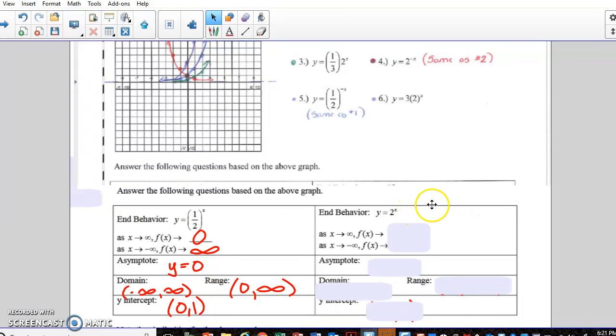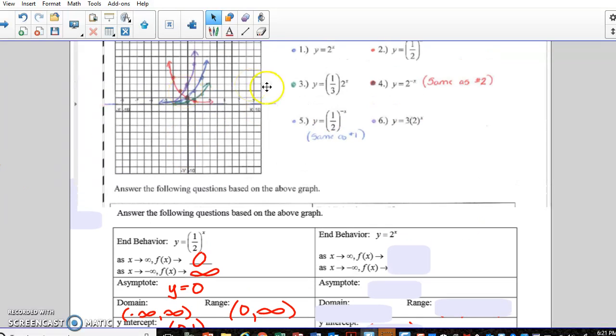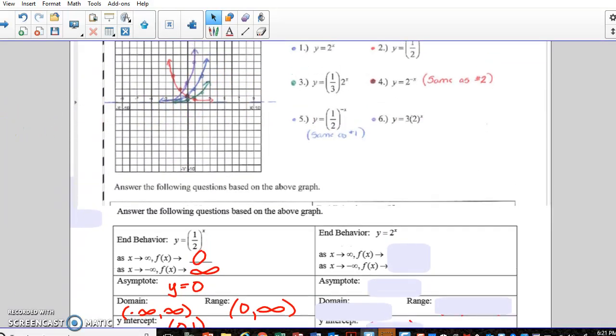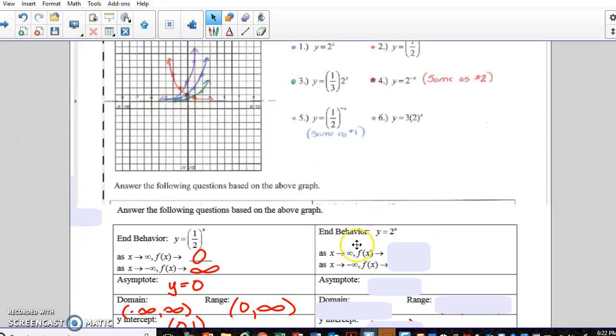Now let's look at the line y equals 2 to the x. So I believe this was, yes, it was the blue line. So we're looking at the blue line. What happens? As x goes to infinity, our f of x is going to infinity as well. And as we go to negative infinity, our y is going to 0. What is our asymptote here? Hopefully you realized it was the same thing, y equals 0.